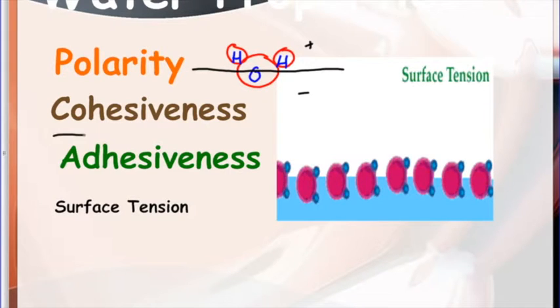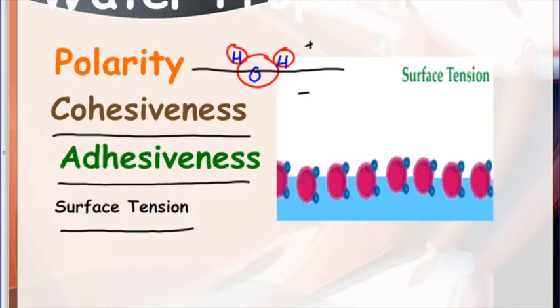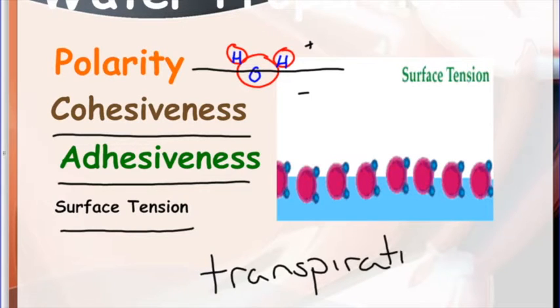This polarity allows for properties like cohesiveness and adhesiveness. Surface tension is a part of cohesiveness and allows some insects to walk on top of water, whereas dewdrops that we see in the morning are formed by the adhesiveness of water molecules. During transpiration, which happens in plants, water is conducted from the roots to the leaves through both of these properties, cohesiveness and adhesiveness.